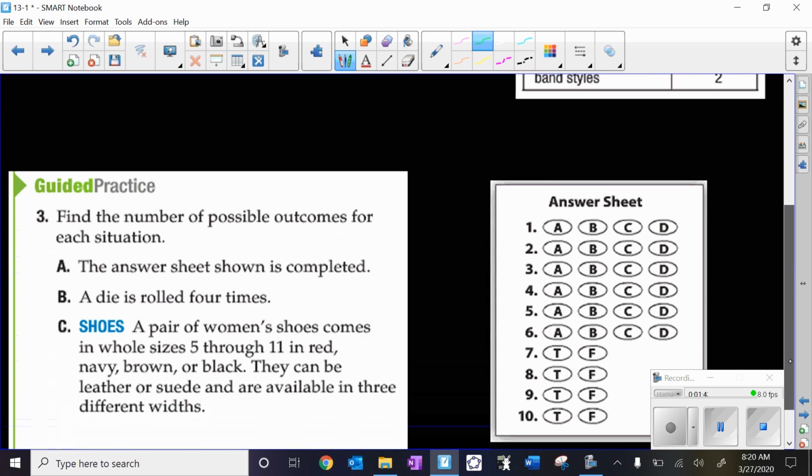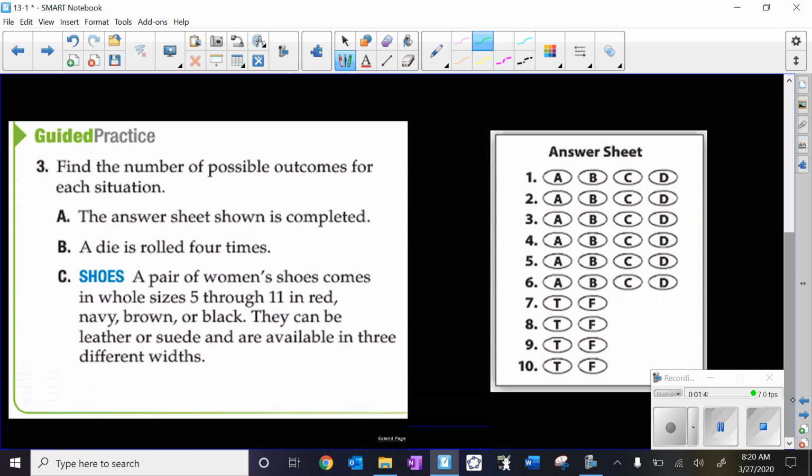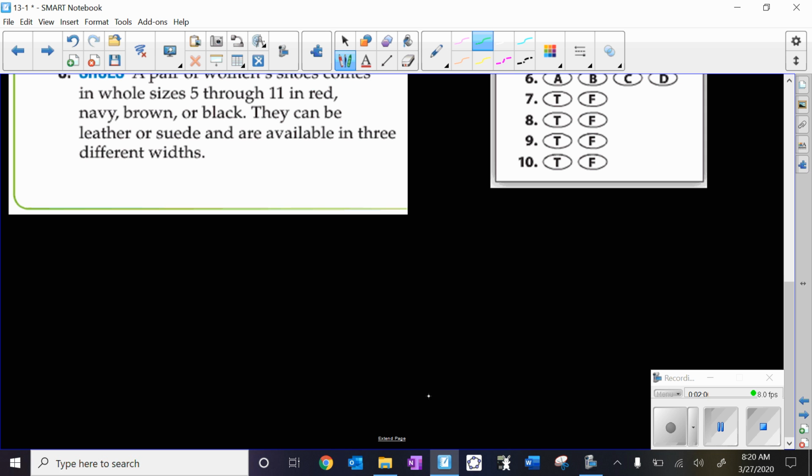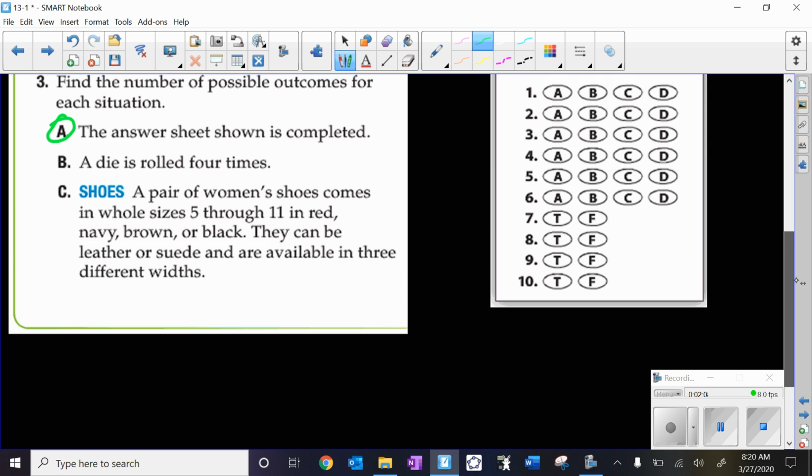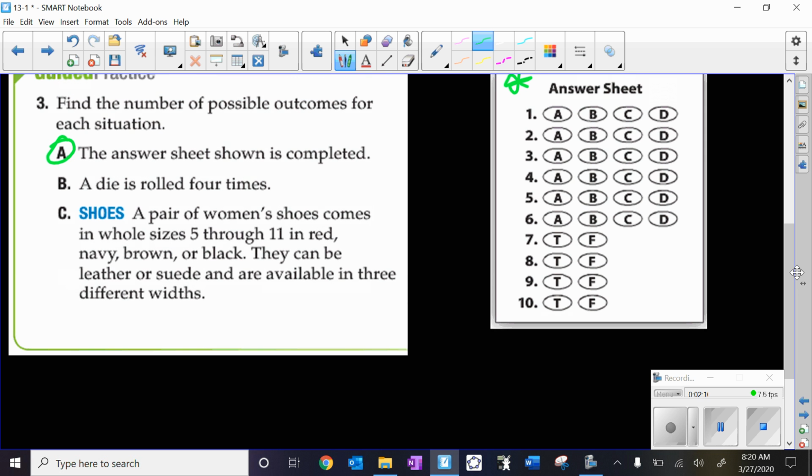Actually, I got three of them down here at the bottom. So let's look at letter A here. The answer shown is complete. So find the number of possible outcomes for each situation. So for 3A, I'm going to look at this answer sheet off to the right here, and I want to know all the possible outcomes for filling in this answer sheet.